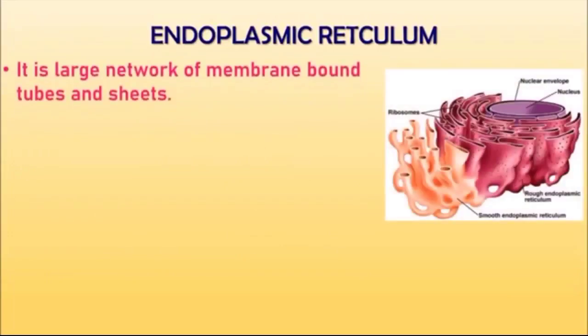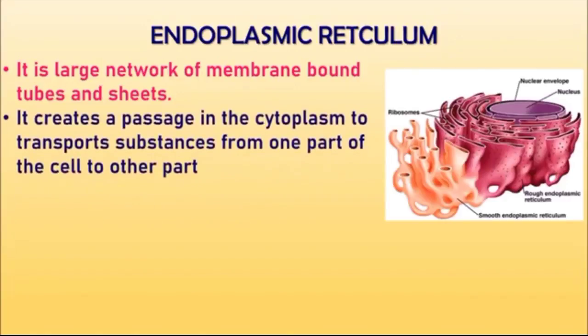Next cell organelle is endoplasmic reticulum. It is a large network of membrane-bound tubes and sheets. It creates a passage in the cytoplasm to transport substances from one part of the cell to another part. It is formed from nuclear membrane and extends up to the cell membrane. Hence, it covers almost all the space of the cell.